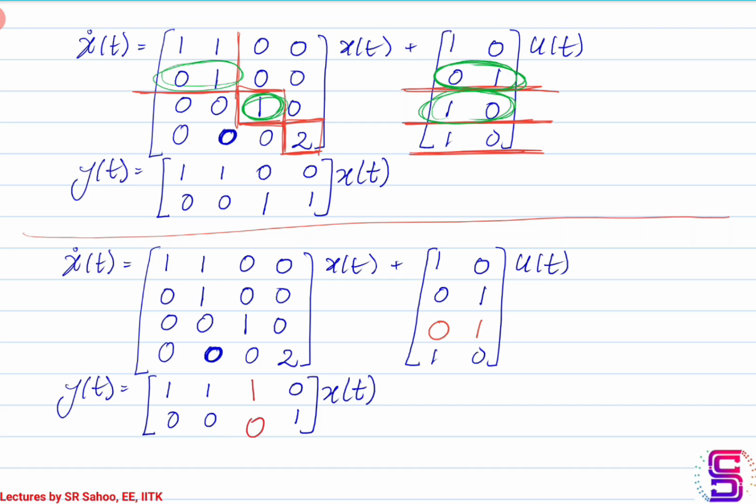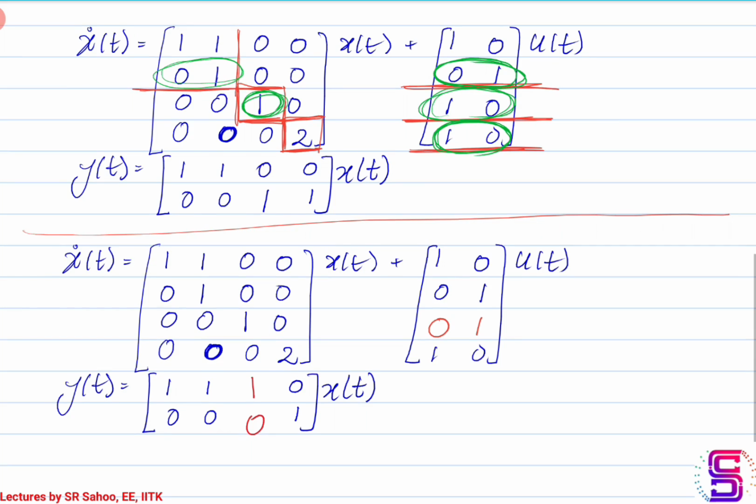Similarly, for eigenvalue 2, there is no other Jordan block, so you just have to check whether the row corresponding to eigenvalue 2 is a non-zero vector or not. So for 2, the corresponding row is a non-zero vector, and for 1, for both the Jordan blocks, we have two rows of B which are linearly independent. So this essentially indicates that the system is controllable.